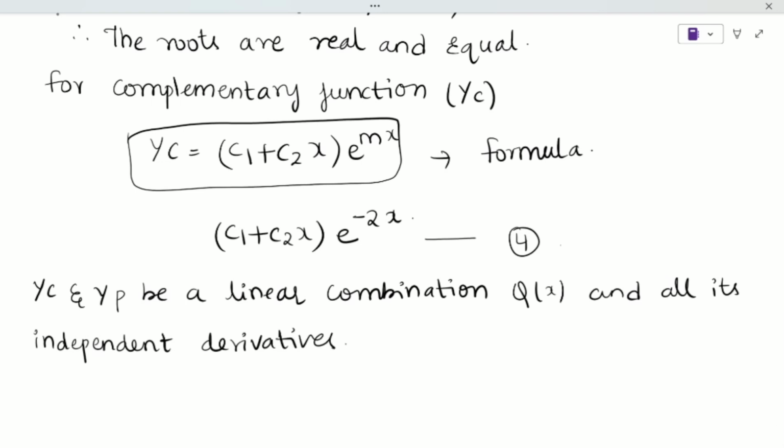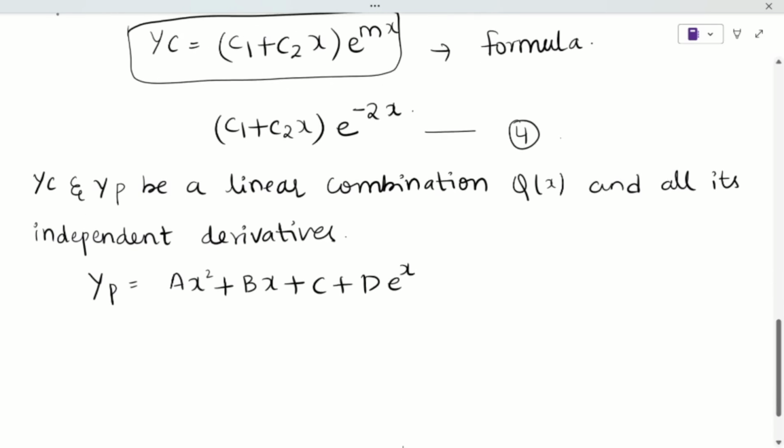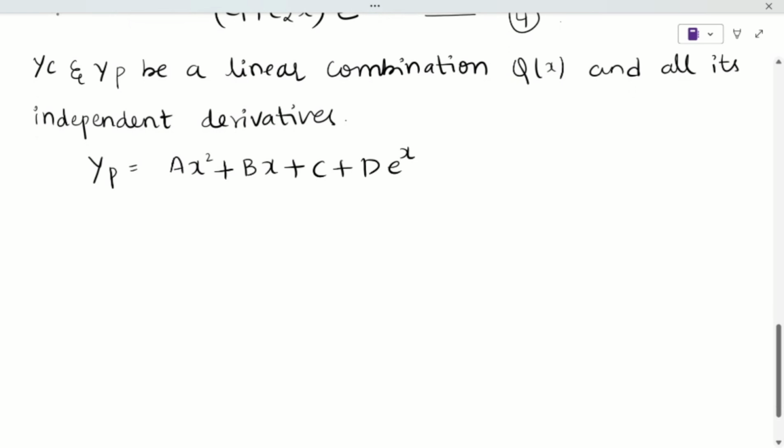What do you mean by independent derivative? The derivatives will be independent while differentiating. yp is equal to ax square plus bx plus c plus d e power x. Now I took yp on my own. This is the form you should take on your own.